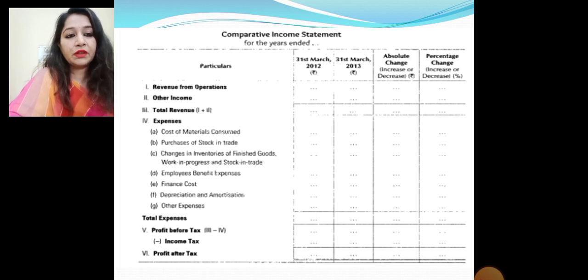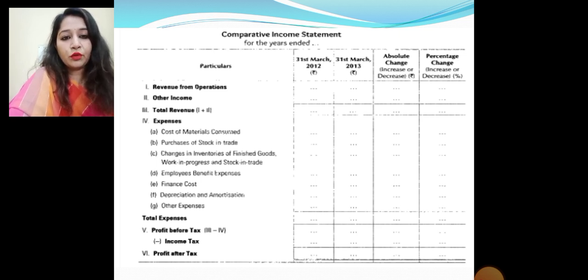The difference should be there. If the current is more than the previous, then there will be an increase, and if it is less, then automatically there will be a decrease. The decrease amount will be denoted in brackets. And the last is percentage change, and whatever change is made, we have to express it in the form of percentage. So this is the pro forma of comparative income statement.